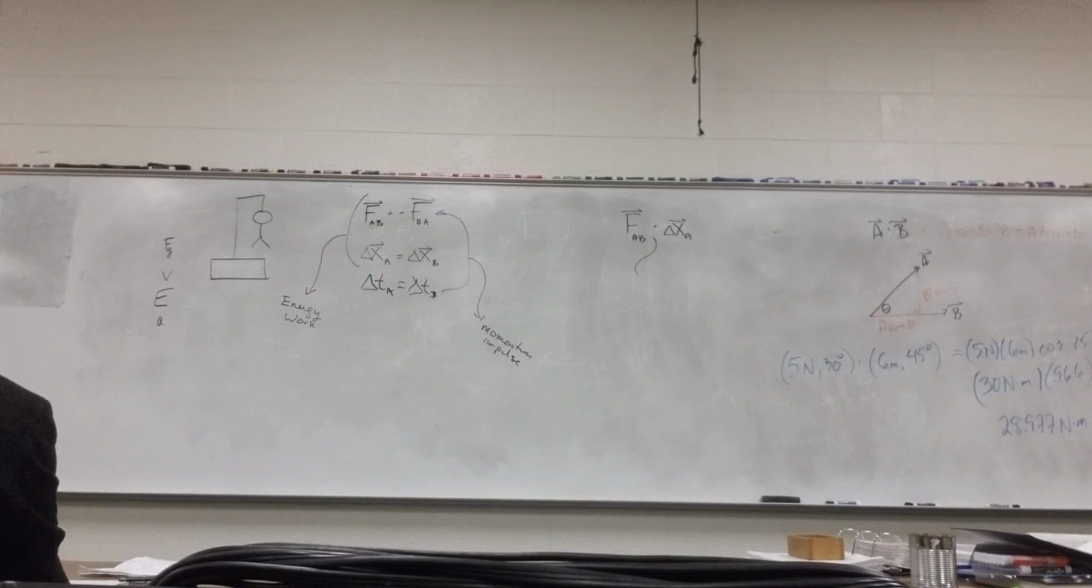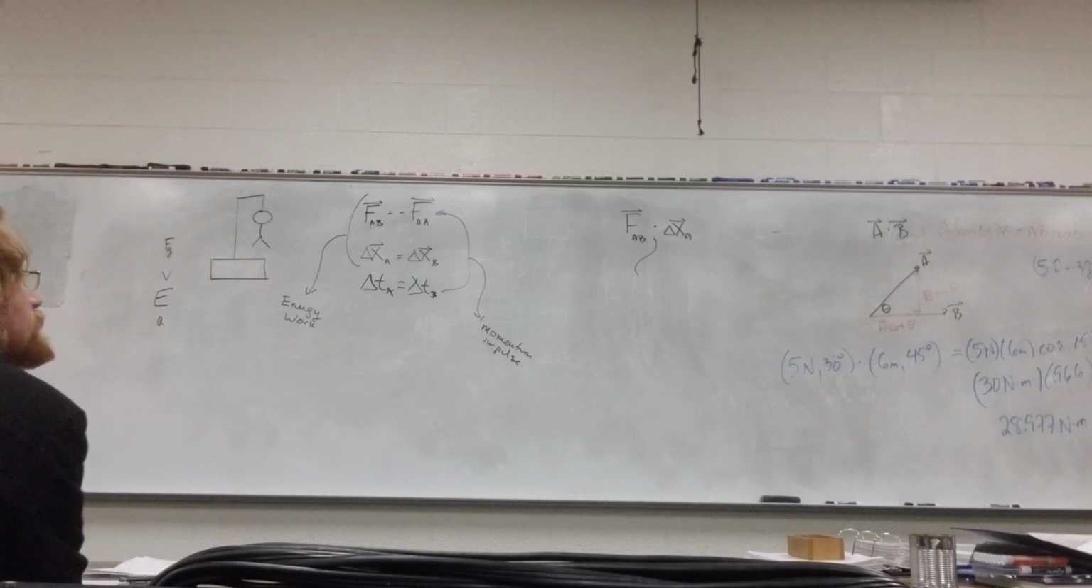If we have it in rectangular form, we won't bother with units. So 5i minus 3j, dot product, negative 2i plus 7j. You can go through and FOIL.